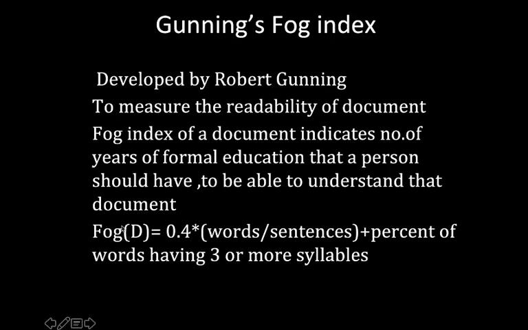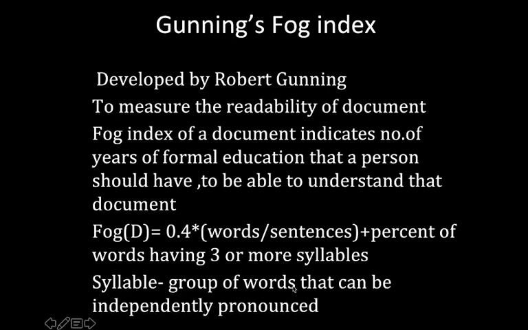It is given by the formula: fog of D equals 0.4 into words divided by number of sentences plus percentage of words having 3 or more syllables. So syllables is actually about lengthy words. A syllable is a group of letters that can be independently pronounced. For example, sentence. Sentence contains 3 syllables: SEN-TEN-CE. Like that, if we take education, we have three syllables.